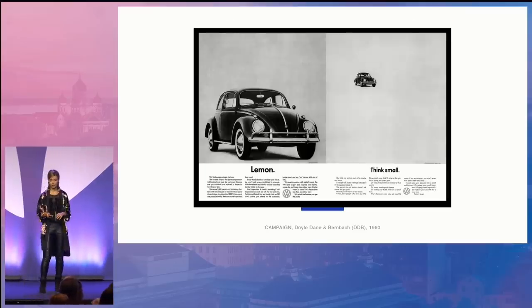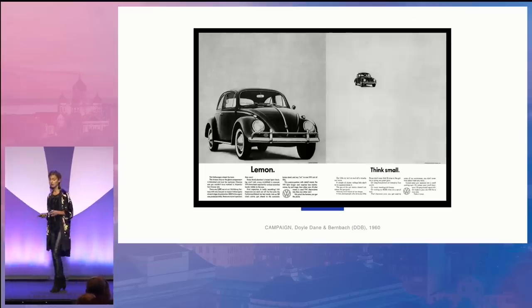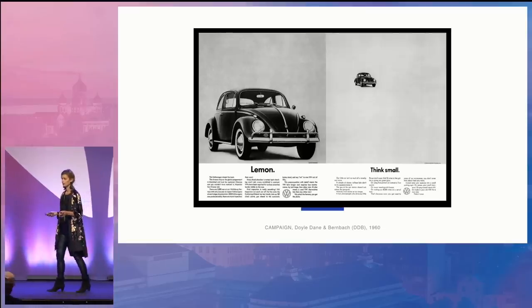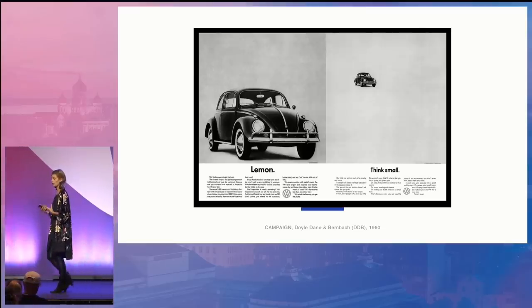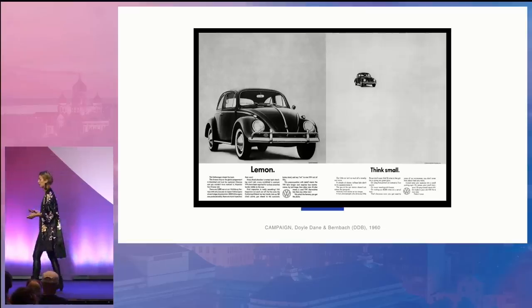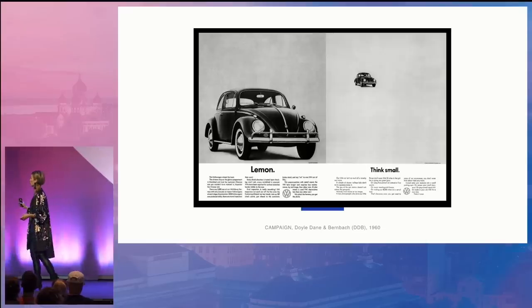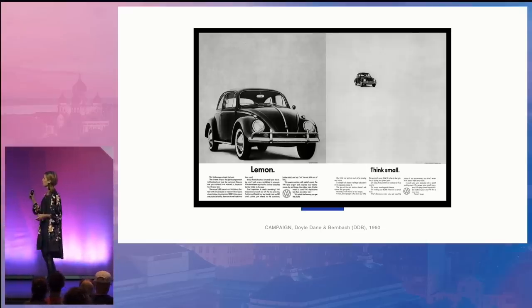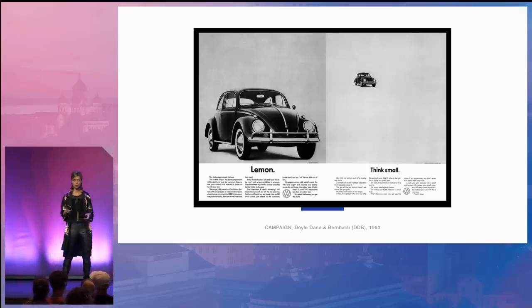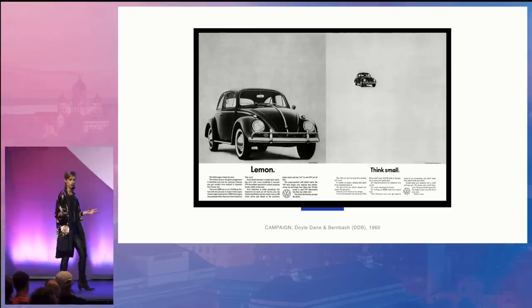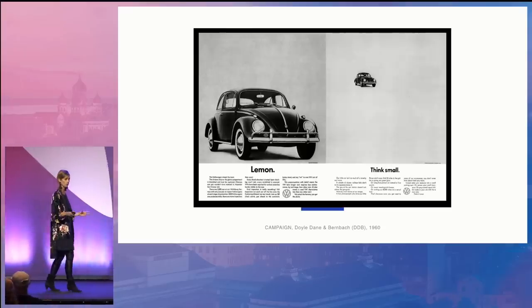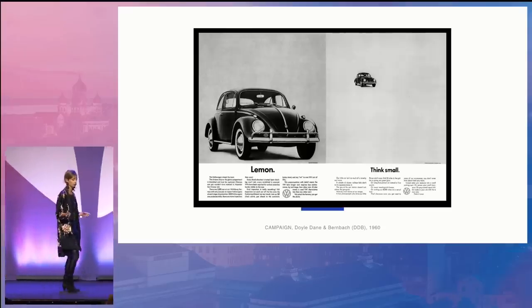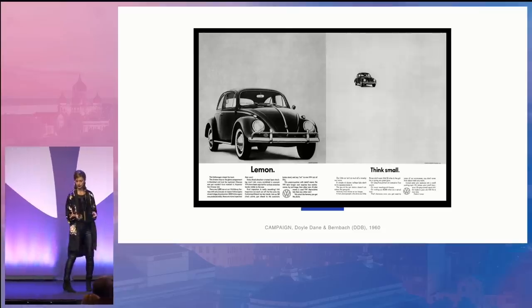Another great advertising is "Think Small." Such a contradiction, right? We are used to thinking big, having big objects. Their aim was not only to change people's perception about the product, their goal was to change people's perception in general. The mentality that big is always better. One of the most successful advertising campaigns in history.